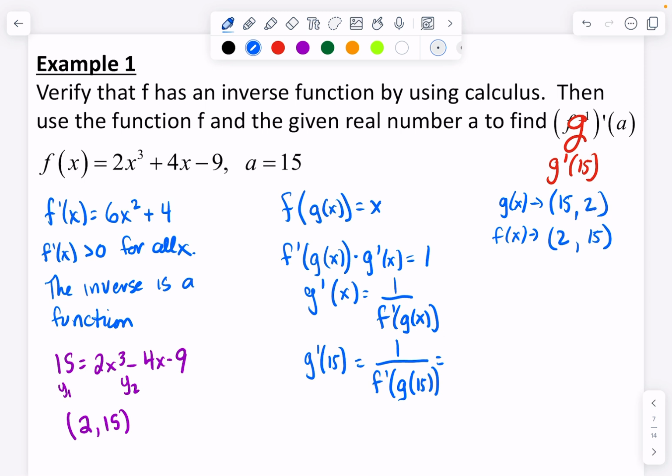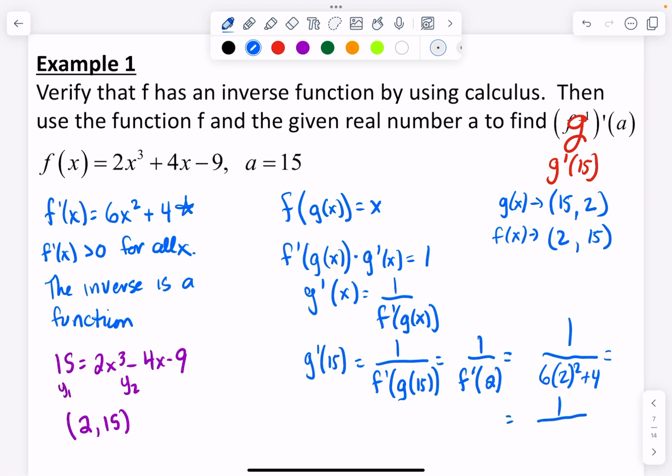So g of 15 is 2, and then I have 1 over f prime of 2. Remember, I have f prime back over here, so I have 1 over 6 times 2 squared plus 4, and that ends up being 1 over 28. Okay, so that is the exciting world of derivatives of inverse functions.